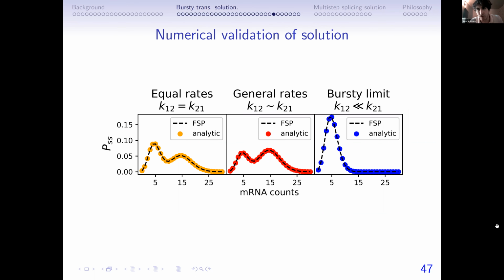Maybe let me say a couple more things and we can stop for questions. So we have this answer. Does it work? Yes, we validated it numerically against stochastic simulations and finite state projection and so on. Here's a couple different situations. And then you can ask, not just does it work, but is it fast? Did we really improve the state of the art or not?